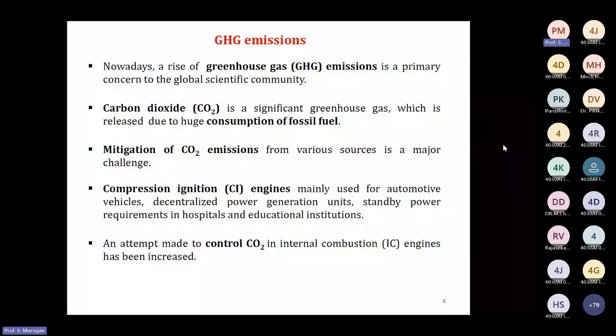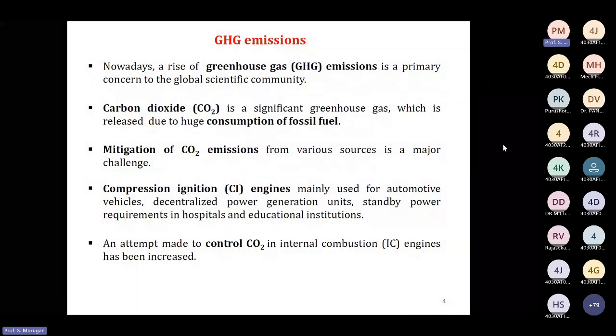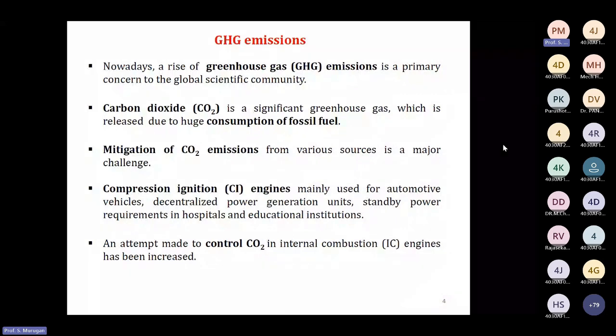Many people focus their research on controlling or capturing CO2 emission in coal-fired power plants or gas turbine power plants. In addition to that, they focus on controlling CO2 emissions released in the cement industry, steel industry, and oil refineries, like that. But my research focuses on capturing carbon dioxide in compression ignition engines.